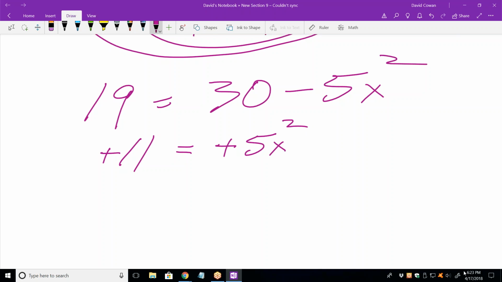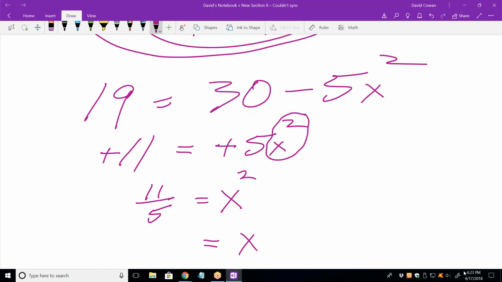Next line: square root both sides. Not yet. We're trying to isolate x squared if we can. In this case, I can divide by 5. So now I got x squared equals 11 fifths. And the last line, what's x equal to? X is equal to, because you have to square root both of them, it'd be the square root of 11 over 5.